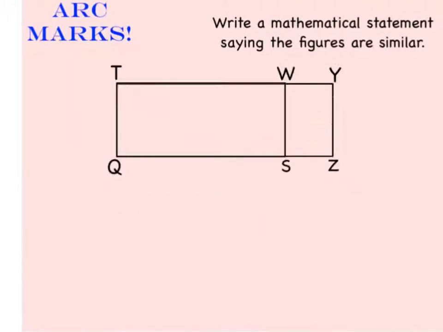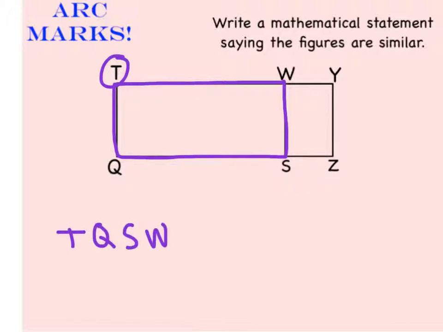Done. Okay, last one here. We've got two rectangles and one rectangle is inside of the other. So here's our first rectangle. Okay, and I'm going to start here when I name it at angle T. This time I'm going to move in a different direction. So I'm going to say TQSW. So you can see the direction I moved here.